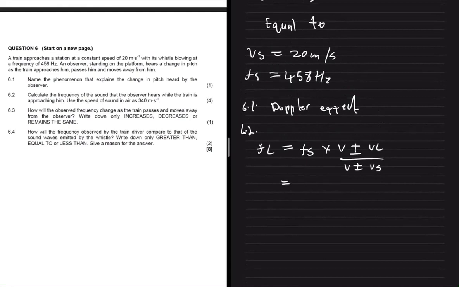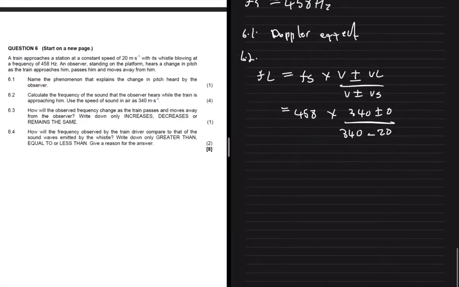The emitted frequency is 458 Hz, right? Speed of sound in air is given as 340. The observer is stationary, so plus or minus 0, divided by the speed of sound in air, 340. The train approaches, so it's moving towards, then we subtract Vs, which is 20. If it was moving away, then we would add. Then that's it. We just plug that into the calculator.